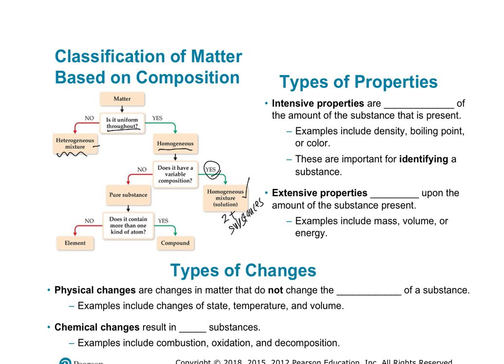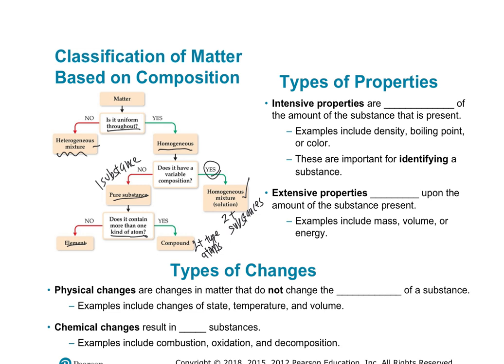Now, if it's all made up of only one substance, then it makes sense that it would be called pure. If that pure substance is just made up of one type of atom, then it is called an element. If it's made up of 2 or more types of atoms, and this is key, types, right? So 2 or more different types of elements, then it's a compound.